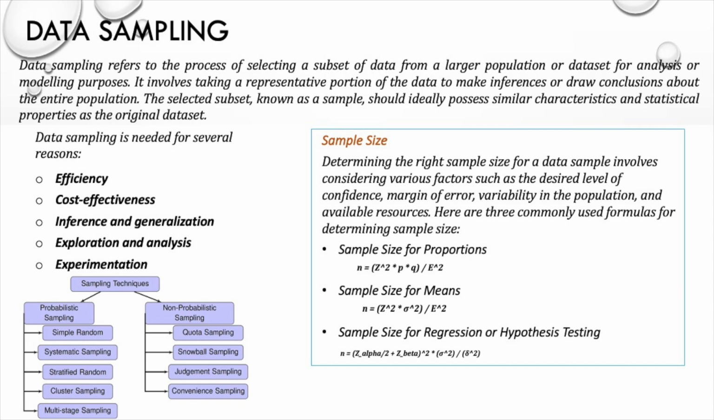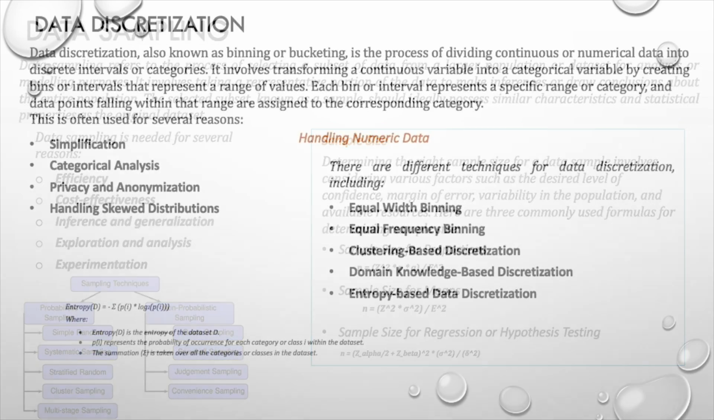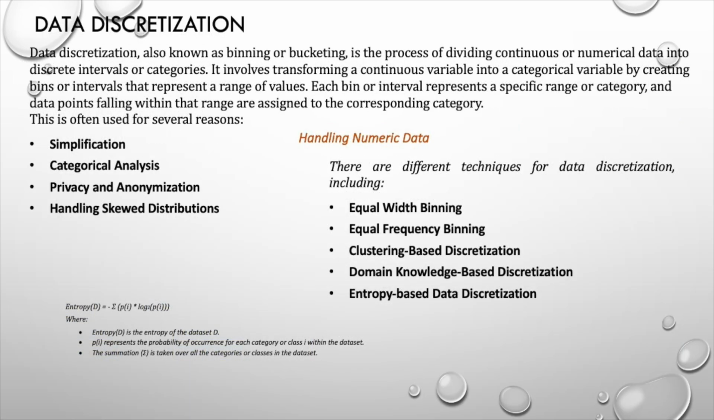Data discretization, also known as binning, is the process of dividing continuous or numerical data into discrete intervals. It involves transforming a continuous variable into a categorical variable by creating bins or intervals that represent a range of values. Each bin or interval represents a specific range or category, and data points falling within that range are assigned to the corresponding category. This is often used for several reasons.